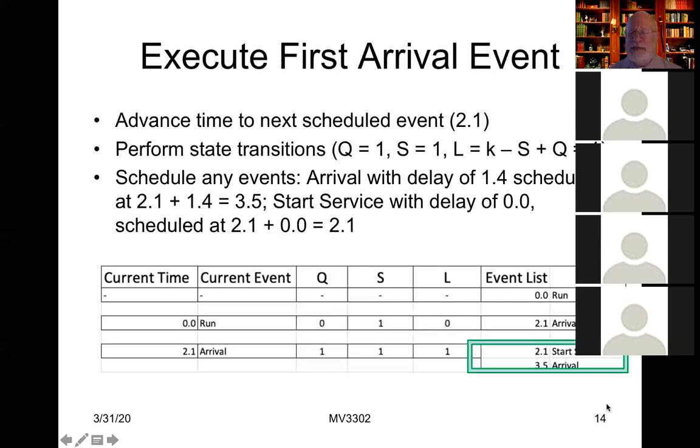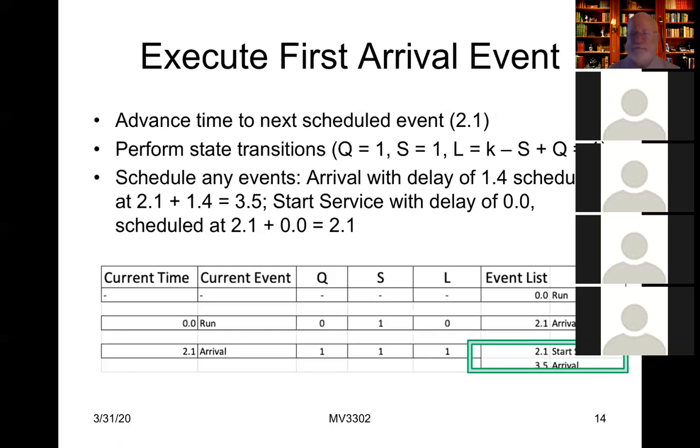And so now the event list has 2 events. Notice that the order that we scheduled these events in is unimportant. In this particular case, we scheduled the arrival event first, and then the start service, but that doesn't matter. What matters is the time they are scheduled to occur. Regardless of the order, the start service event is scheduled to occur first, at time 2.1. The next arrival event at 3.5 is going to happen sometime later.